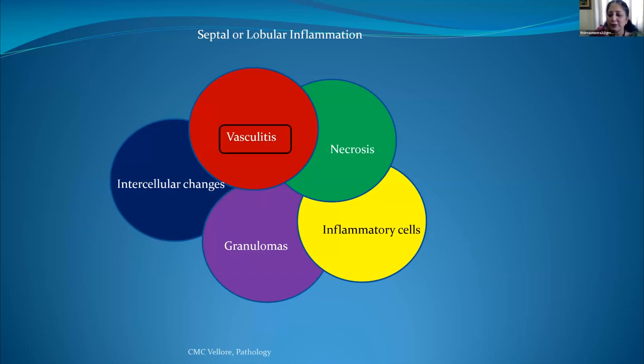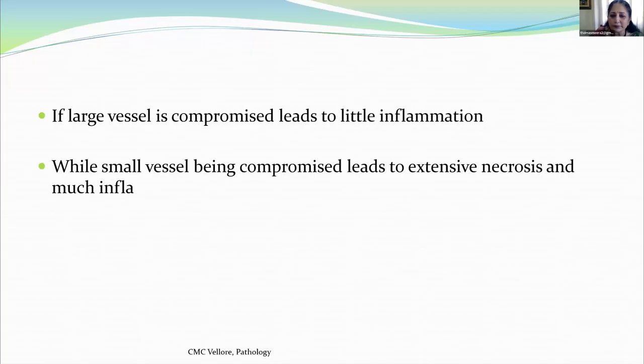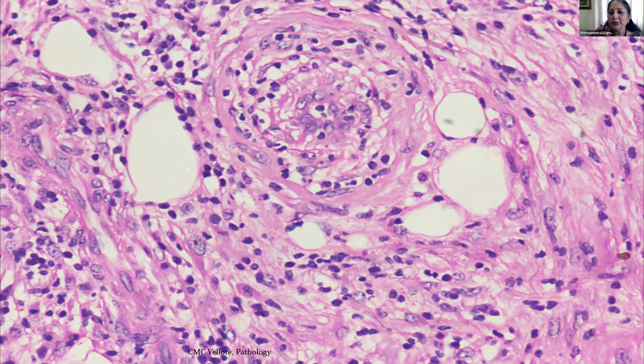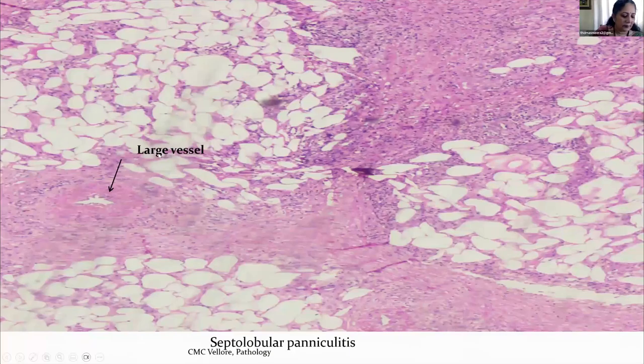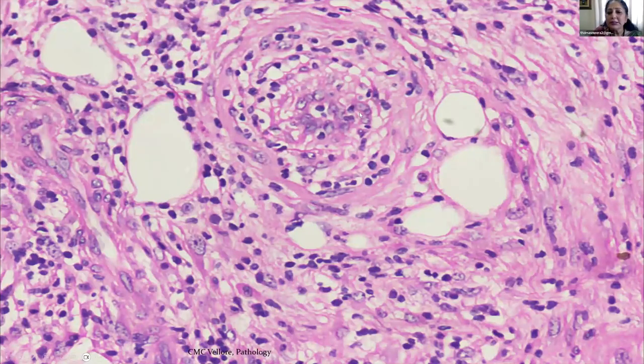The next thing you ask yourself, is there vasculitis or not? If a large vessel is compromised, there's very little inflammation and just the lobule adjacent to it is involved. Whereas if a small vessel is involved, you have extensive inflammation and a lot of necrosis. That's something which you must always keep in mind. So here's a vessel. Here's a vessel which is showing transmural inflammation, some endothelial cell swelling, and focal endothelial cell dropout. So that makes it small vessel vasculitis.